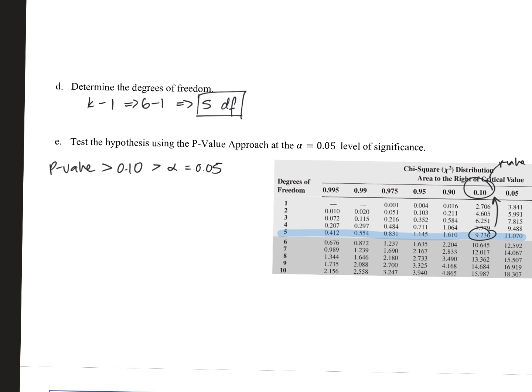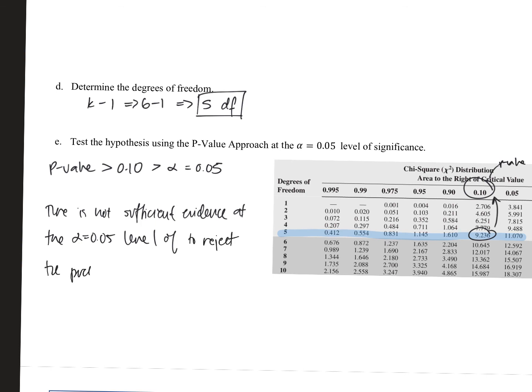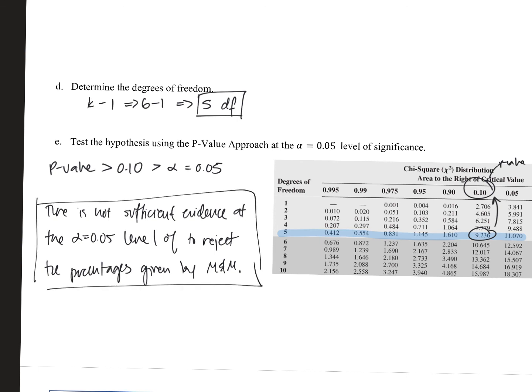So what will our conclusion be? Well, our conclusion is going to be that there is not sufficient evidence at the alpha equals 0.05 level of significance to reject the percentages given by M and M. Period. You could write a fancier sentence including all the percentages of the colors, but I would be satisfied with that type of a sentence.